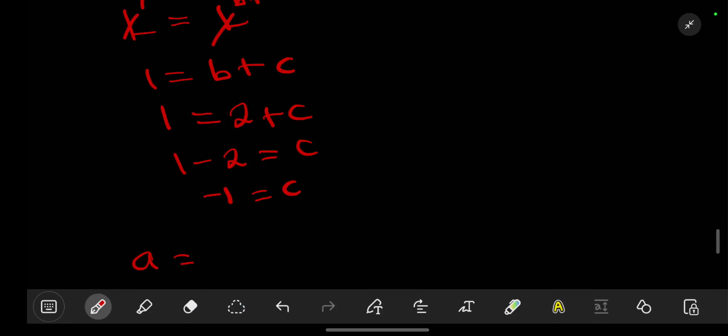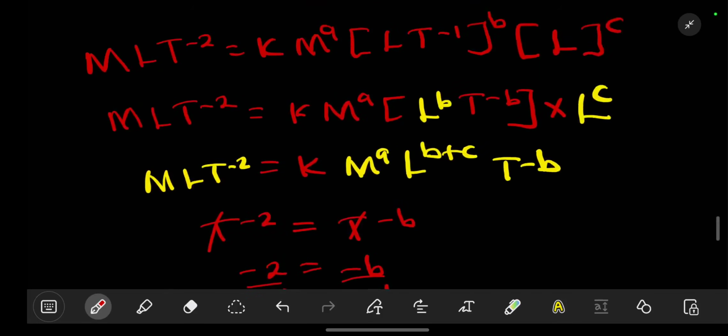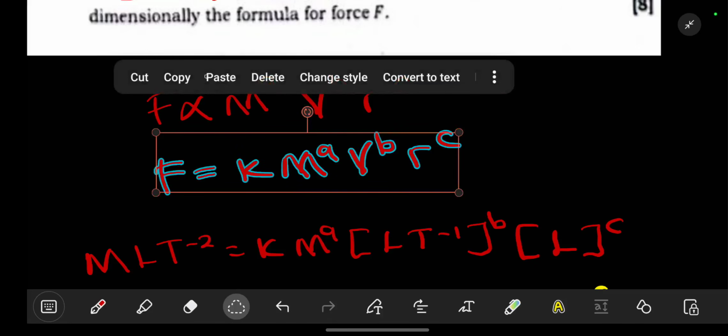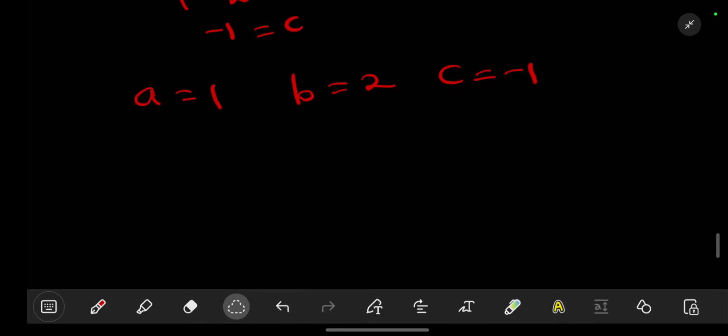So we found our a to be equal to 1. Our b was found to be equal to 2. Our c was found to be equal to negative 1. We get the equation which was written, which is this one. And after getting this equation, then just substitute. So getting this equation, we are going to get something like this.